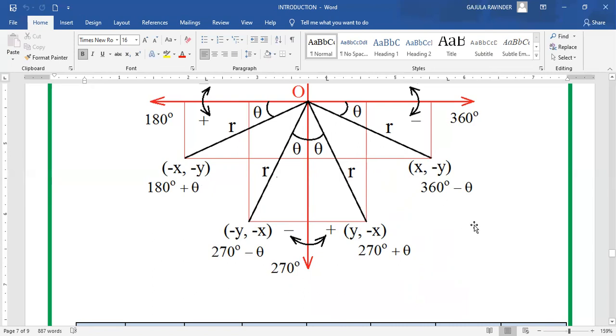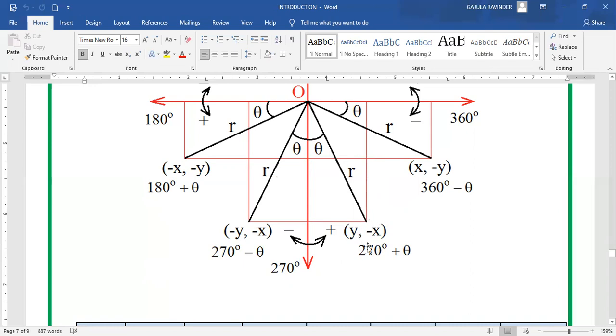Suppose you want tan of 270 plus theta. Just for example, tan of 270 plus theta is what? According to the definition, tan is the y coordinate by the x coordinate. Tan of 270 plus theta is the y coordinate by the x coordinate.